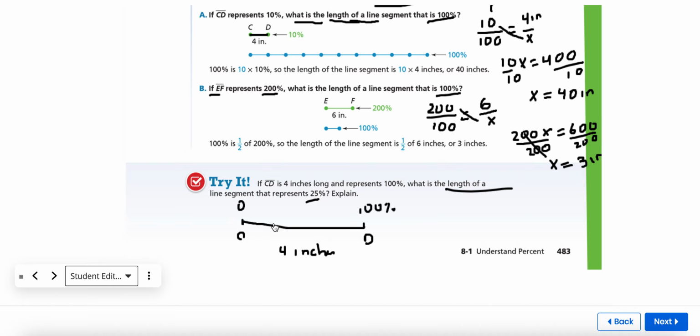That means 4 pieces. So I'll have to cut this into 4 pieces, and each one represents 25%. So this is 25%, 2 pieces is 50%, and 3 pieces is 75%. Now when you look at inches, if the whole thing is 4 inches and it's 4 pieces, each one must be 1 inch. This is 1 inch, this is 2 inches, this is 3 inches. So 25% is 1 inch.